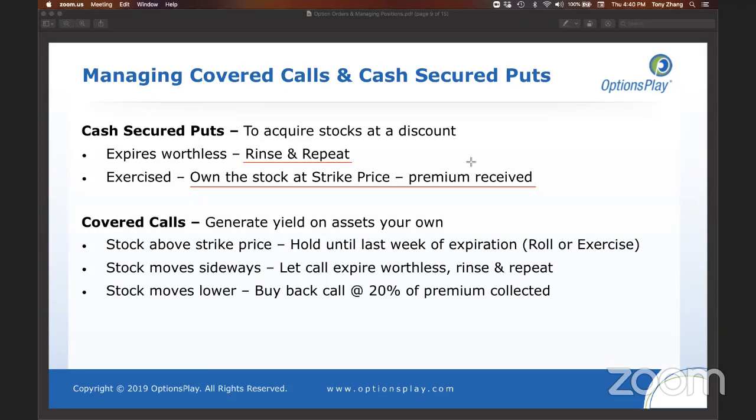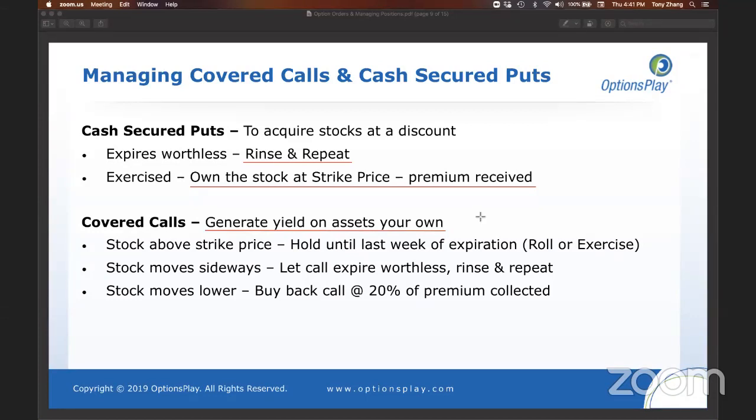It either expires worthless or you end up owning the stock. Those are your two possibilities. So it's really straightforward. On the other hand, once you own that stock and you start selling covered calls, this is a strategy that allows you to generate yield on the assets that you own. So think of the stocks that you own as assets, and covered calls allow you to generate yield on those assets.